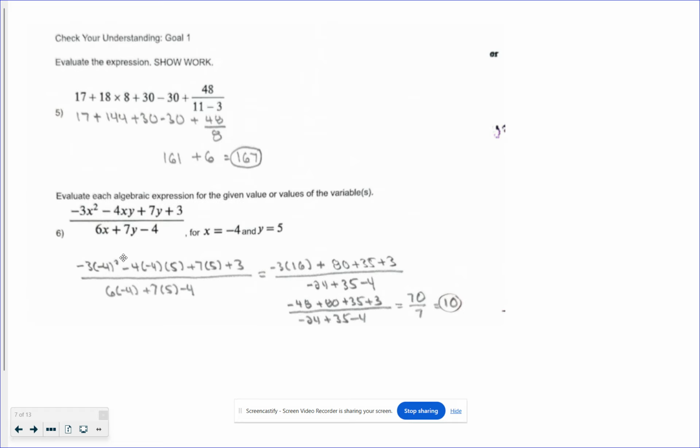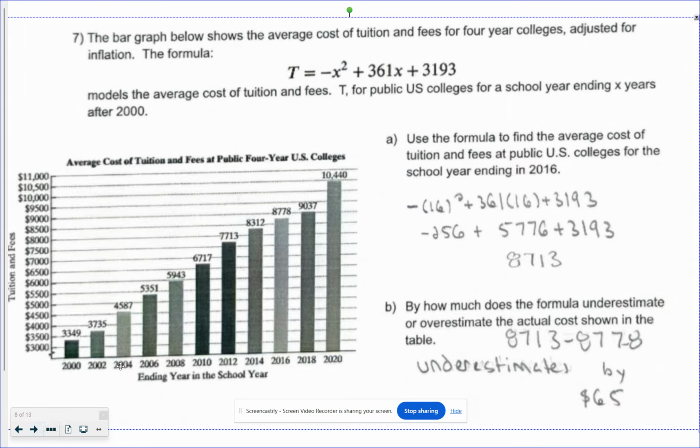And then for number 6, I ended up with 10. Just something to notice: if I'm squaring a negative, it always becomes positive. So any number taken to an even power is always going to be positive. That's how I ended up with 10 for that one. And then the last number, number 7, this is what I got. I got 8713 for letter A, and I saw that it underestimated by $65.